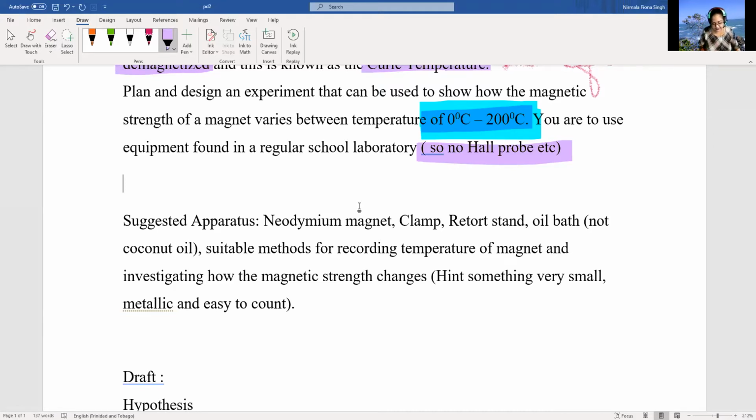Anybody? You particularly see this probably in chemistry, or you would have seen it in Form 5 when you were doing the Coulomb curve lab. That's your next big hint. What is an oil bath or a water bath?